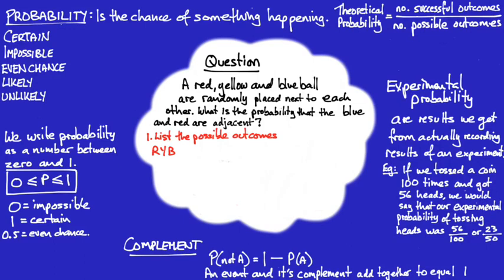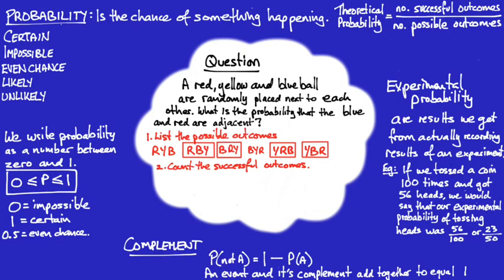It could be red, yellow, blue. It could be red, blue, yellow. Blue, red, yellow. Blue, yellow, red. Yellow, red, blue. Or yellow, blue, red. Step 2 says we'll count the successful outcomes. So we're looking for any arrangements that have the red and the blue next to each other. And as I look through them, I find that there's 4 of them that have the R and the B sitting next to each other.